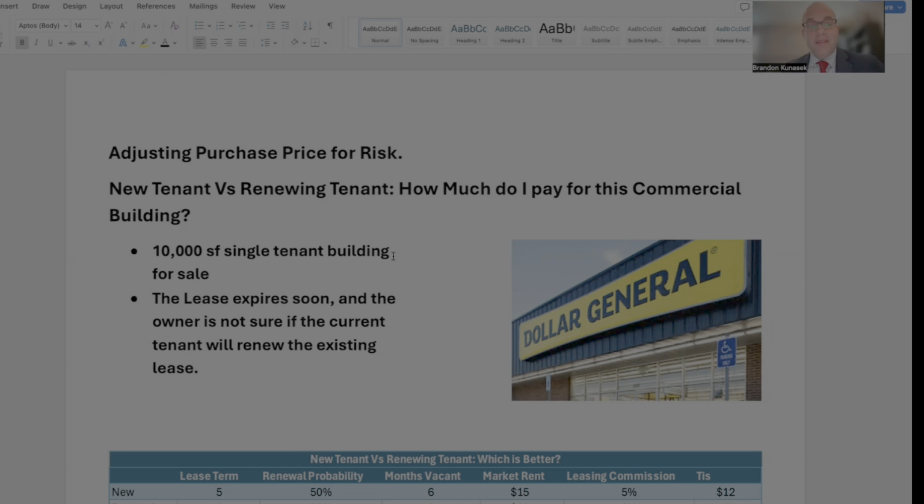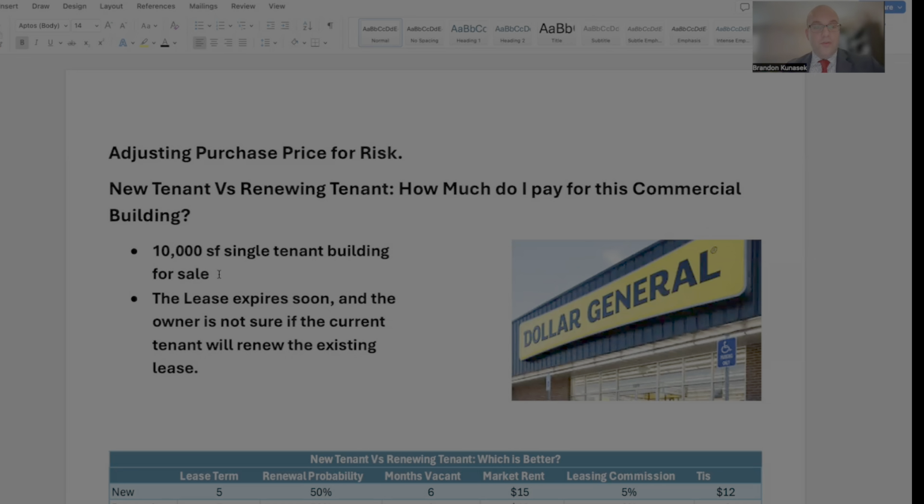You've got a new tenant versus a renewing tenant, okay? So you're in this deal, you're talking with the seller, and the seller's like, my current tenant, I don't know if he's going to stay. His lease is up, and he's making his mind up. So you could have a new tenant on your hands versus a renewing tenant. And we're going to adjust what you're willing to pay for that property and walk through that process for you so you can understand, based on your own investment hurdle rate, what you should pay for that property, adjusting for the risk.